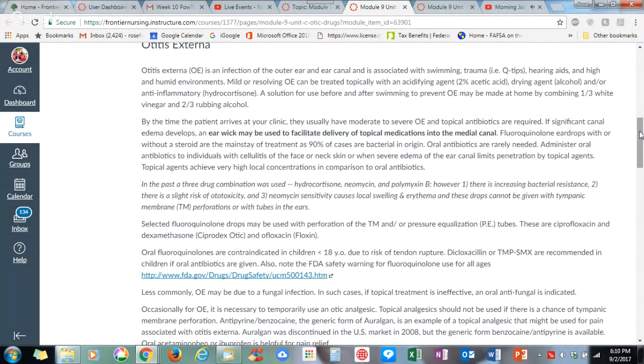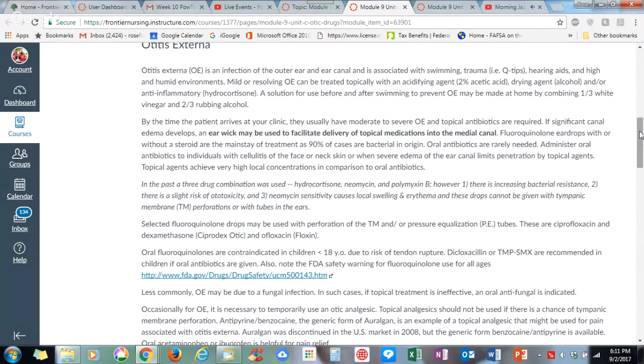In the past, a 3-drug combination was used: hydrocortisone, neomycin, and polymyxin B. However, there is increasing bacterial resistance, there is a slight risk of ototoxicity, and neomycin sensitivity causes local swelling and erythema, and these drops cannot be given with tympanic membrane perforations or with tubes in the ears. Selected fluoroquinolone drops may be used with perforation of the tympanic membrane and/or pressure equalization tubes.